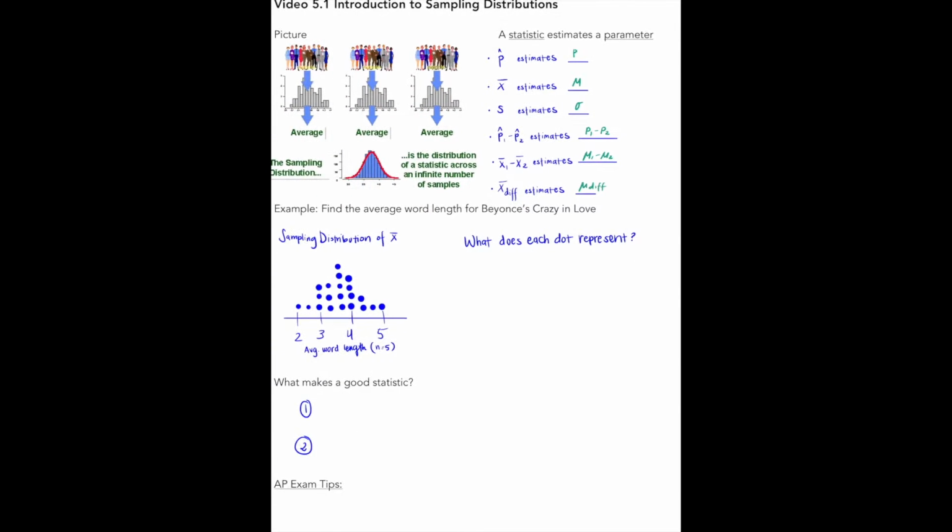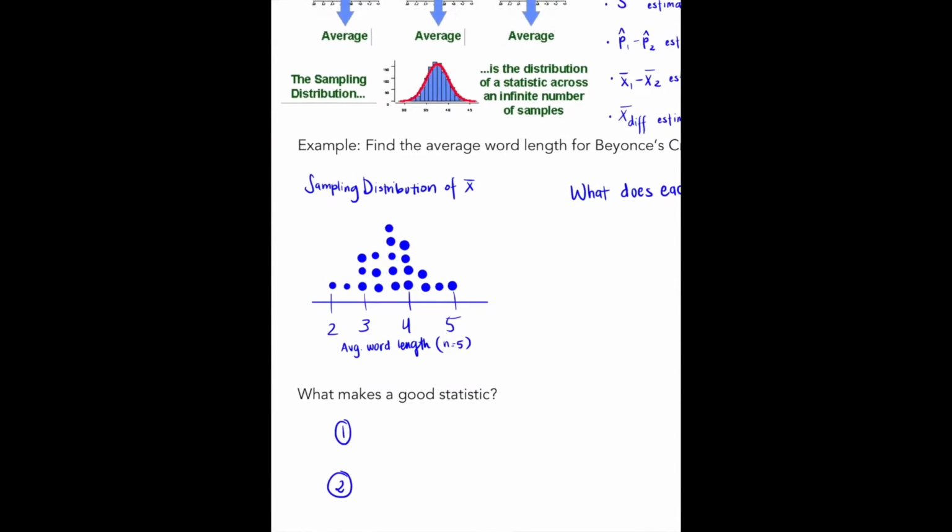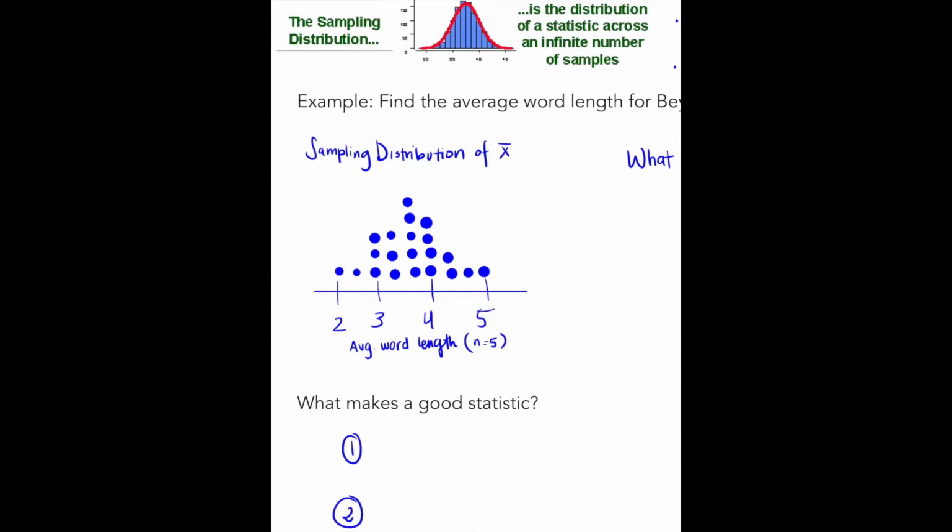Okay, so an example of this in terms of sampling distribution is one that we've done before: find the average word length for Beyonce's Crazy in Love, so that we can know if she actually wrote her songs or not. If we take a look at the sampling distribution, ideally these are all samples that we can find if we make a set of 5 words and find the average of those 5 words. So each dot represents the average word length from a random sample of 5 words from Crazy in Love.